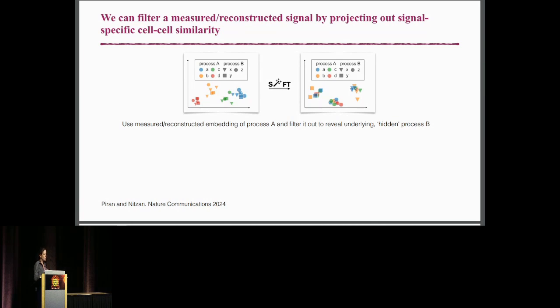So now the question is, can we filter that signal out so we can recover the additional signal in the data, in this case B, not how the cells are colored, but corresponding to their shapes. We were thinking about it as filtering out the types of similarities between the cells that are directly related to the layer of information that we recovered.